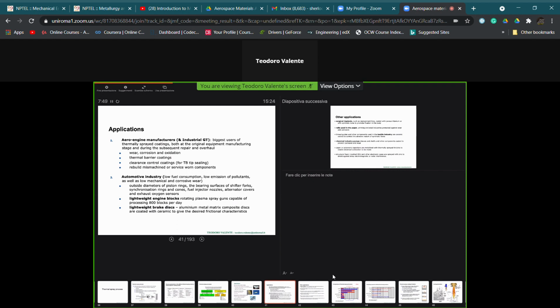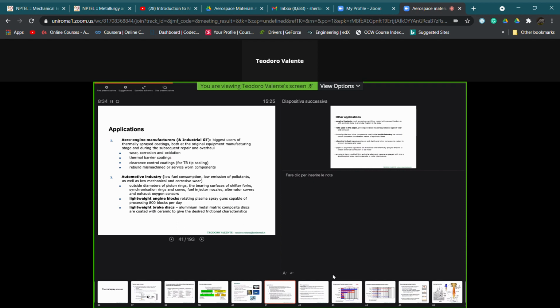The automotive industry essentially aims to reduce fuel consumption, reduce the quantity of pollutants, or increase mechanical and, again, corrosion and wear resistance of the components. It is also an area in which these kinds of coatings are widely used, obviously for high added value applications, not commonly, okay? For example, outside diameters of piston rings, as I brought to you, are treated in this way. They have coatings on the surface in order to reduce wear and thus reduce losses and thus increase the lifetime of the component.